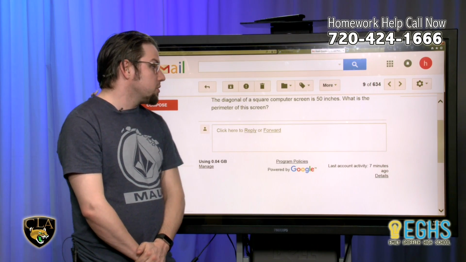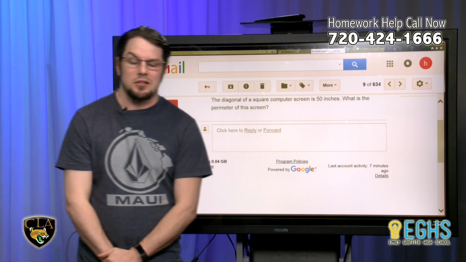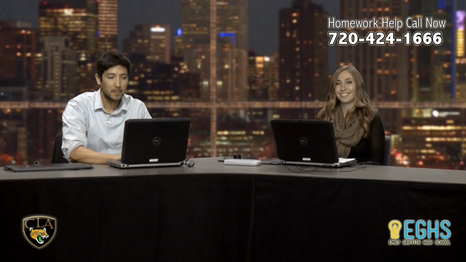The diagonal of a square computer screen is 50 inches. What is the perimeter of this screen? Sounds like a me question. A you question.